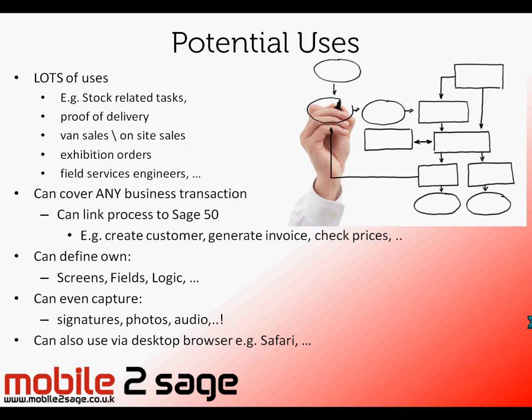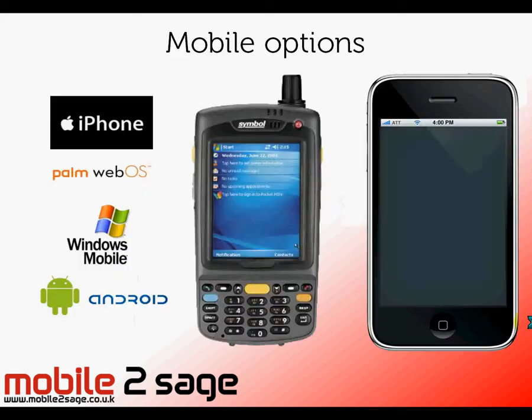You can cover any types of business transaction and then link it to your back office system. So for example, you can use it to create a new customer or a new invoice or check prices in Sage 50. You can define your own screens, fields, logic, and depending on the device, you can even capture signatures, photos, and audio files. And once set up, you can then also access it from any HTML5 desktop browser like Safari, which is what I'm going to use for the presentation today. In terms of mobile options, you can use anything that uses an iPhone, Palm, Windows Mobile, or Android as its operating system.